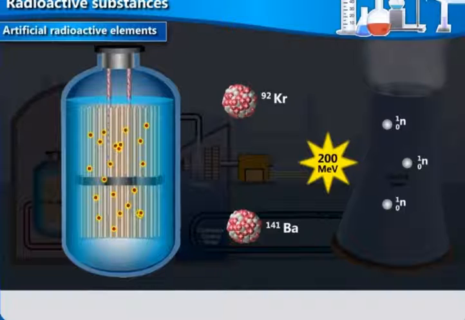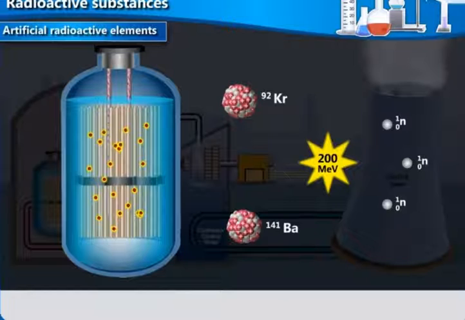So as you can see, artificial radioactive elements are produced by the bombarding of the nucleus. During nuclear fission, what they do, they bombard the nucleus with neutrons, and as a result of that, there is a nuclear fission which takes place. Fission means breaking down. So the nucleus breaks.